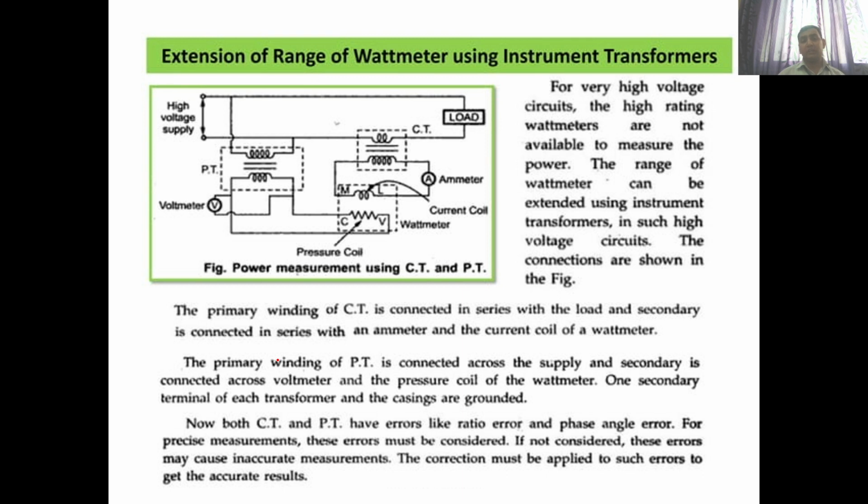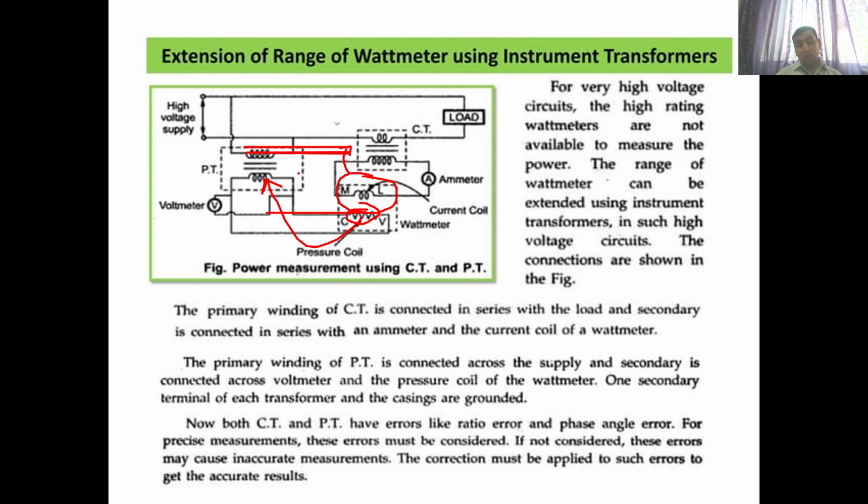Now, the second thing. Sometimes we normally measure power in 600 watt, 1000 watt, 2000 watt or 5000 watt, but when we have to measure in megawatts, we need a CT and PT with the current coil and pressure coil. As we see in this diagram, the current coil is connected with a CT and the potential coil PC is connected with a PT, such that the higher voltage and higher current in the high voltage supply line can be measured using instrument transformers. They act as a range extension, which is one of the applications.